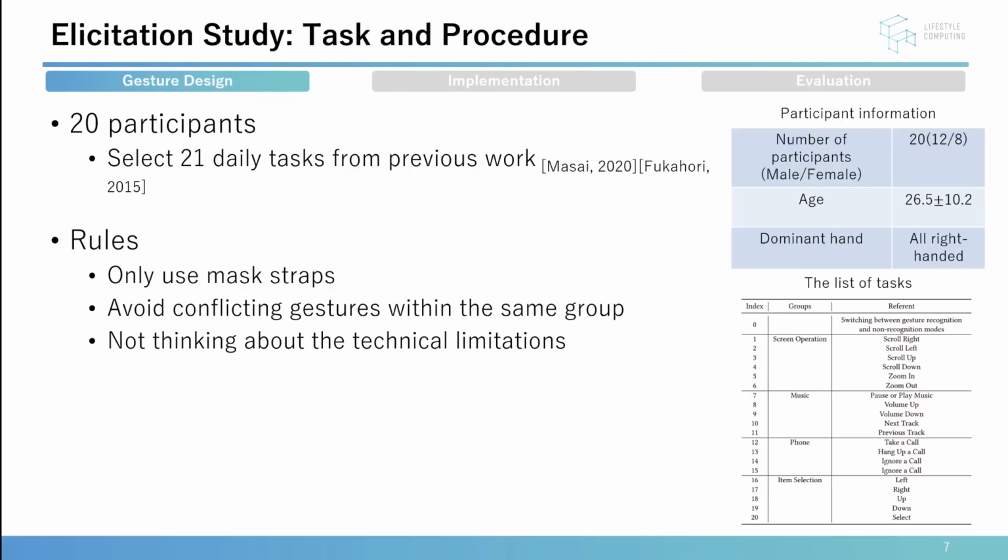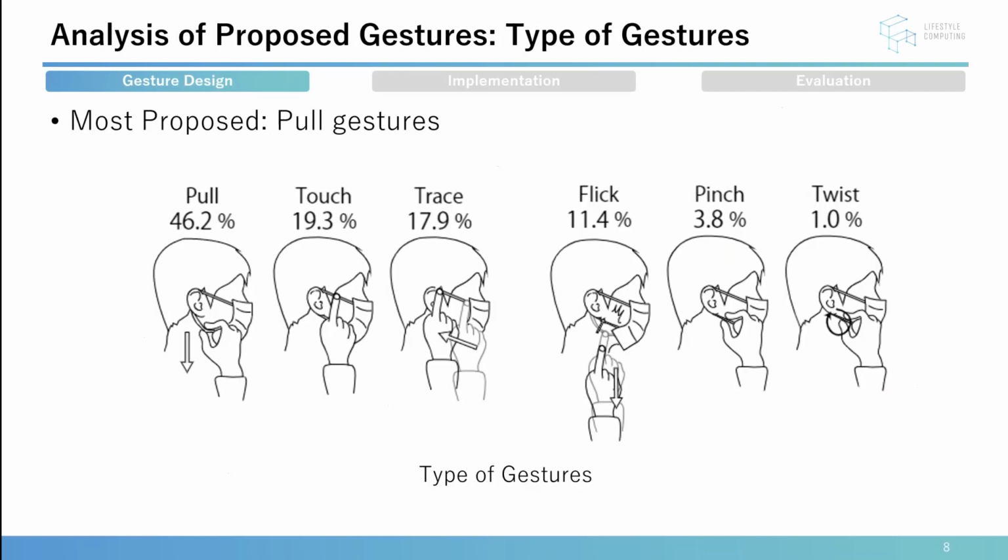So we conducted the elicitation study for designing gestures. We asked 20 participants to design gestures. About the tasks, we assume users use this system in daily life, so we selected 21 daily tasks from previous research. The rules for designing gestures are three things. First, participants have to propose gestures only using the MaskTrap, not using the filtering mechanism. Second, the tasks have groups, for example, music and phone, and participants have to avoid conflicts of gestures within the same group. Finally, the participants don't have to consider the technical limitations when designing gestures.